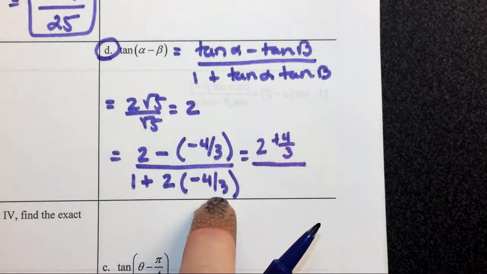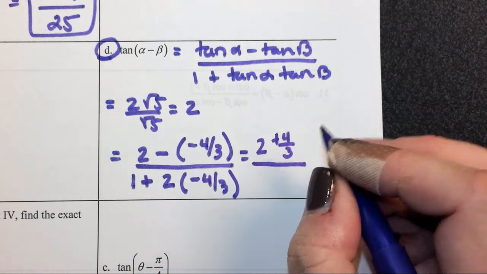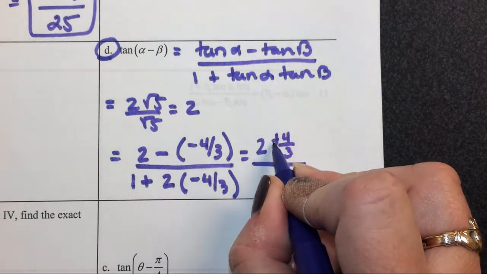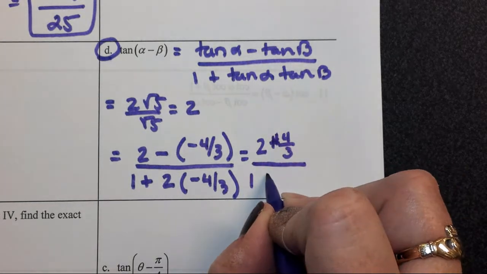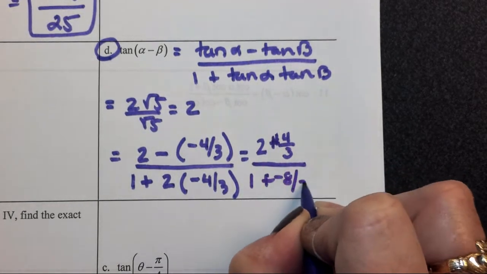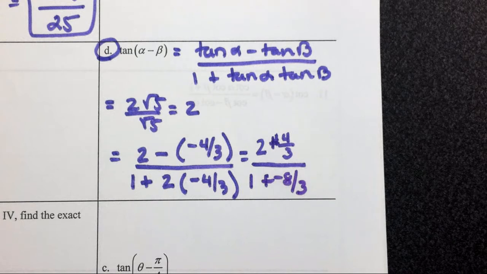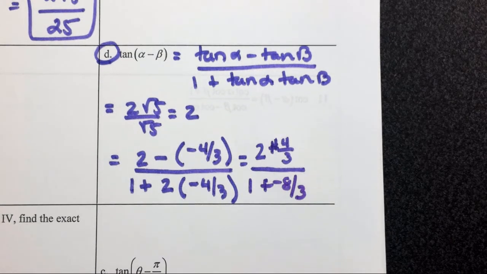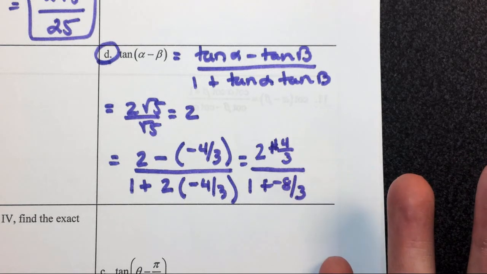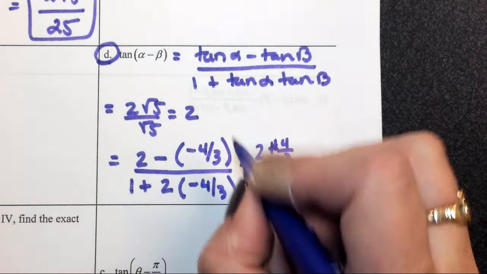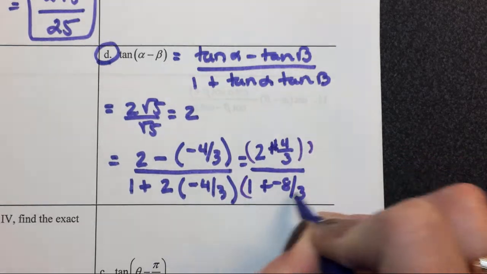When I multiply 2 times negative 4/3, that gives me a negative 8/3. So 1 plus negative 8/3. You have a complex fraction. Complex fraction tricks work right when you're dealing with just numbers, like the letters. What's your LCD here? Everything has a denominator of what? 3. Multiply everything by a 3.